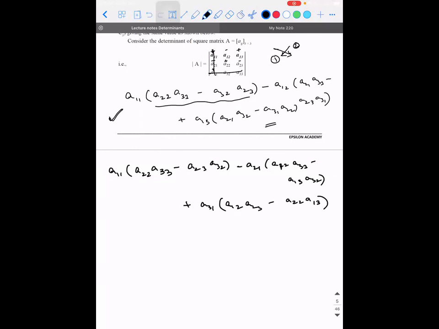Right? So similarly, you can do it according to the second column. You can do it according to the third column. You can do it in any way you want. Just for the sake of practice, we will do one more way and then we'll go to the next concept.